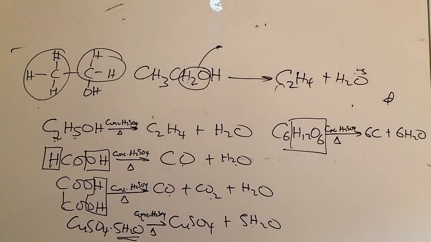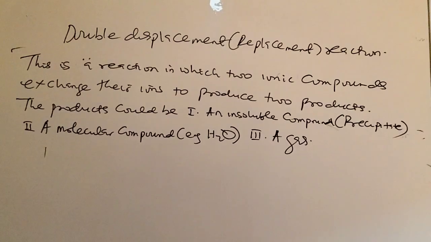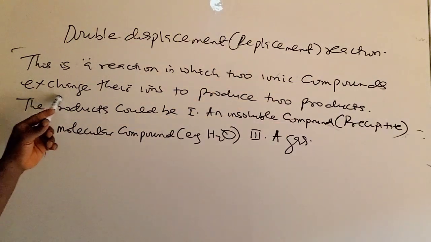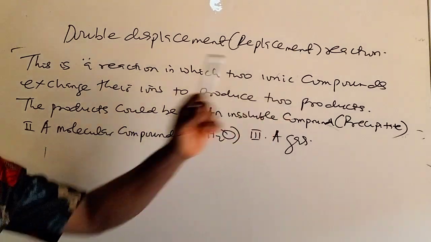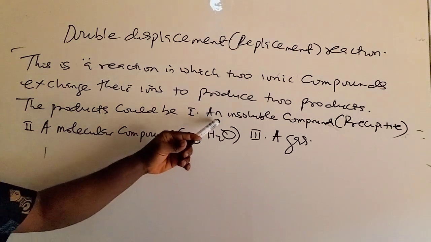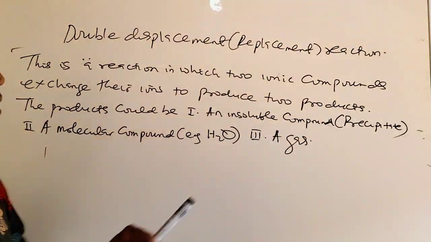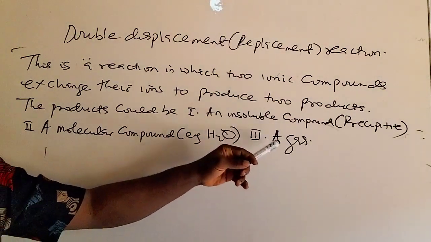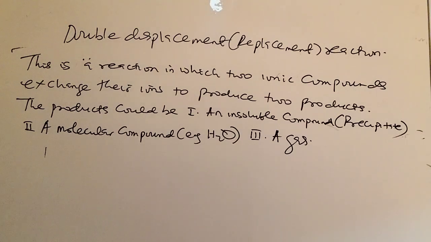We'll go to the next reaction called double displacement reaction. So we'll now look at double displacement or replacement reaction. We say this is a reaction in which 2 ionic compounds exchange their ions to produce 2 products. The products could be in any of the following forms. The products could be an insoluble compound known as a precipitate, could be a molecular compound, for example water. The product could also be a gas. So this is the general nature of double displacement reaction.